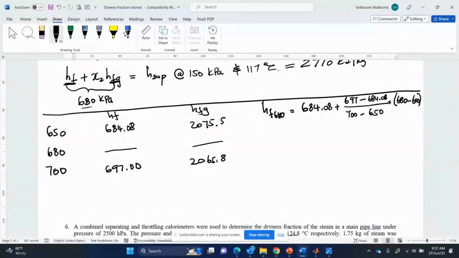Okay, so where is my answer? My HF at 680. Guys, remember, you don't get even 1 mark for the correct answer for interpolation. I don't give marks for that because this is not second year stuff. So my answer here is 691.832 kilojoules per kilogram. This is for my HF.